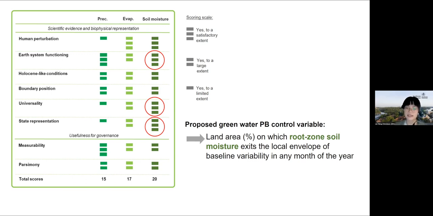And we chose a monthly scale because that's the scale of droughts, and you can expect biosphere regime shifts and responses.